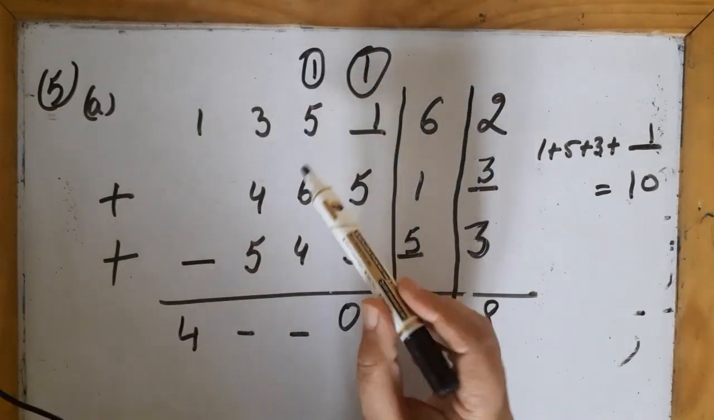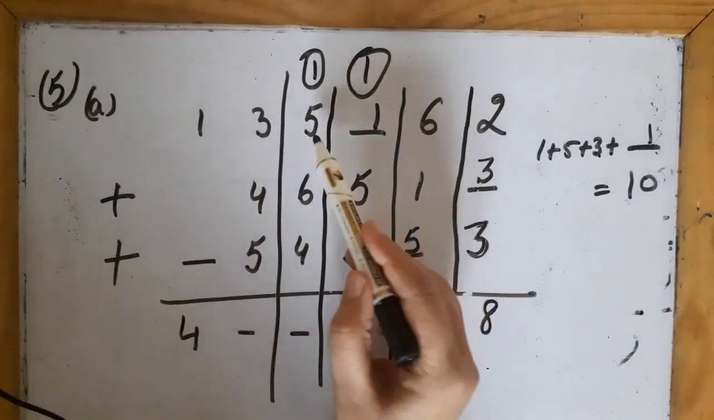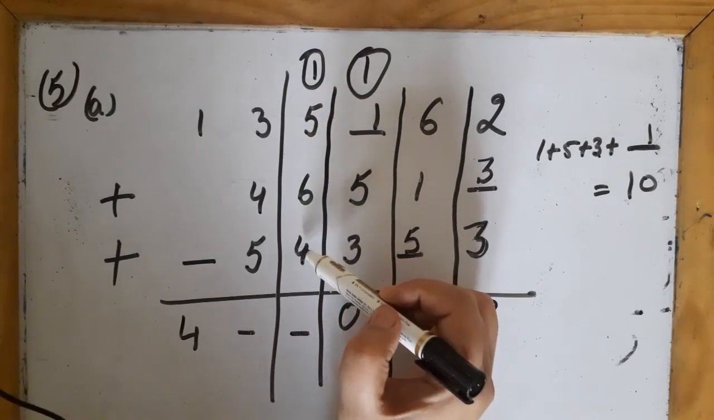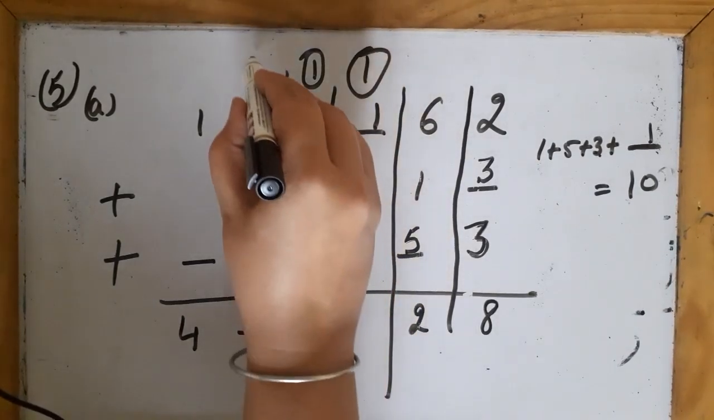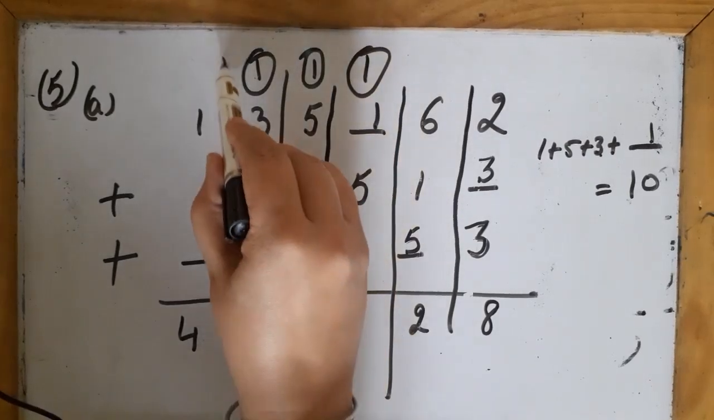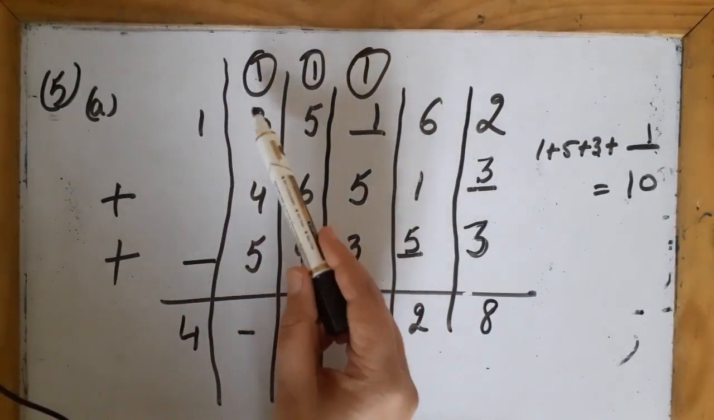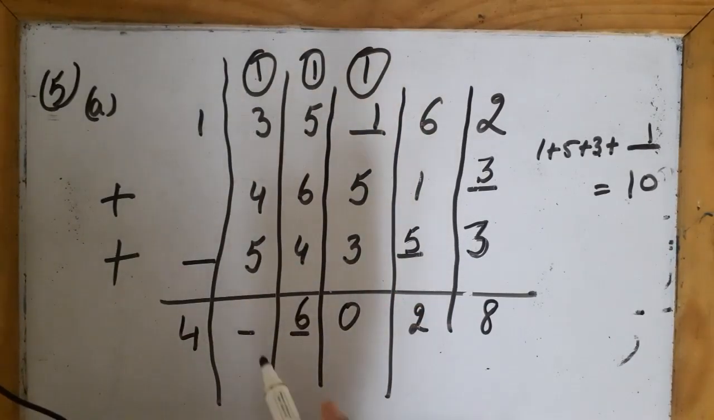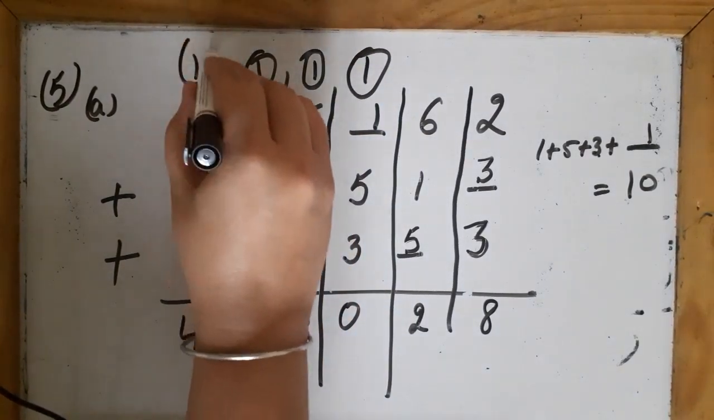Now if I look at the thousands column, 5 plus 1 is 6, 6 and 6 is 12, 12 and 4 is 16. So it means 6 will come here and 1 I will carry. So 3 plus 1 is 4. And now the 10,000s column. 3 plus 1 is 4, 4 plus 4 is 8, 8 and 5 is 13. So 3 I'll write here and 1 I will carry.